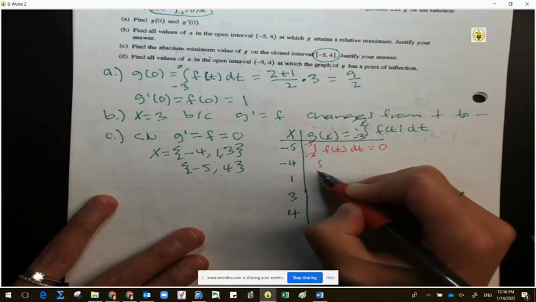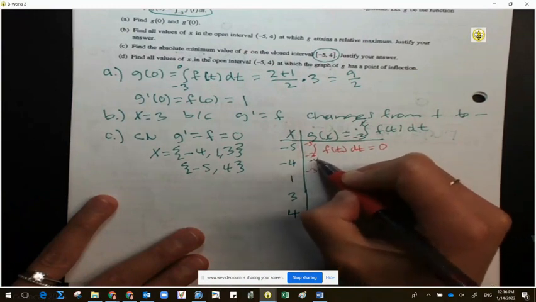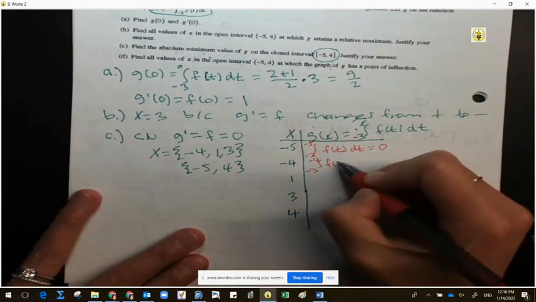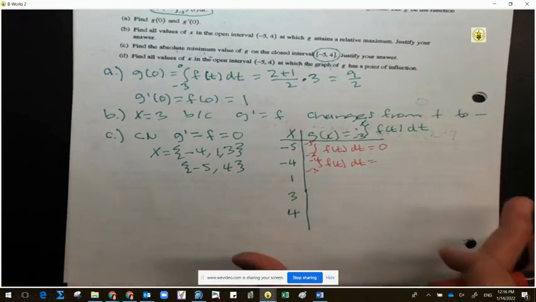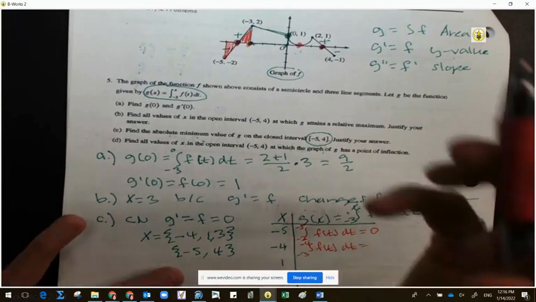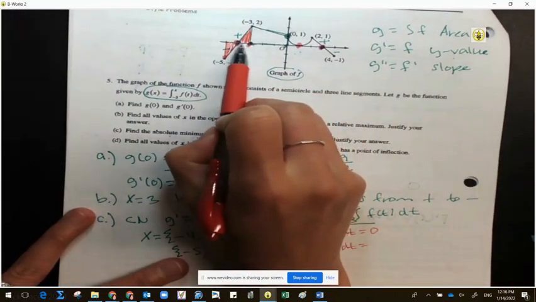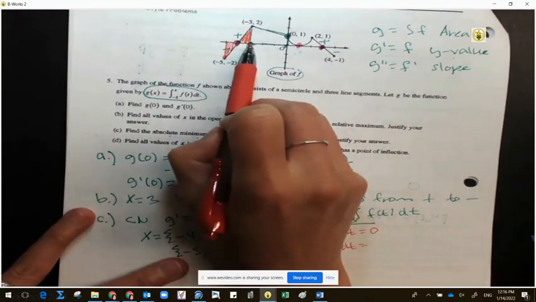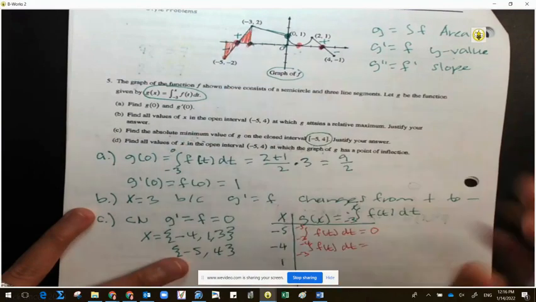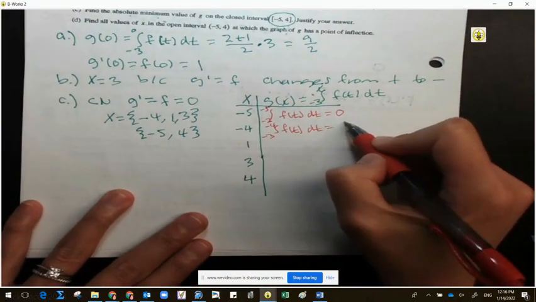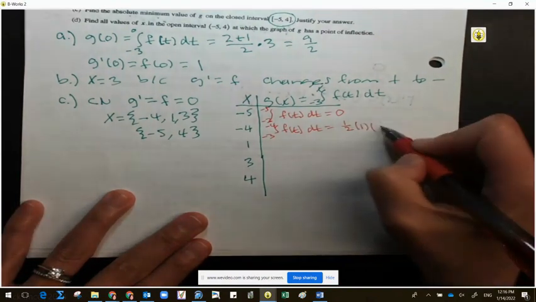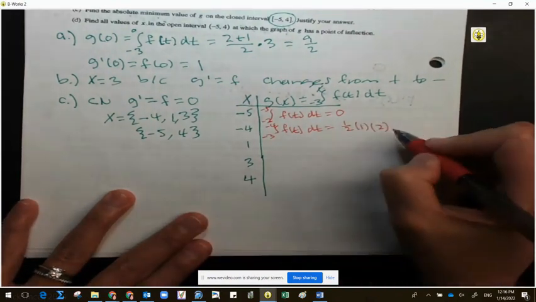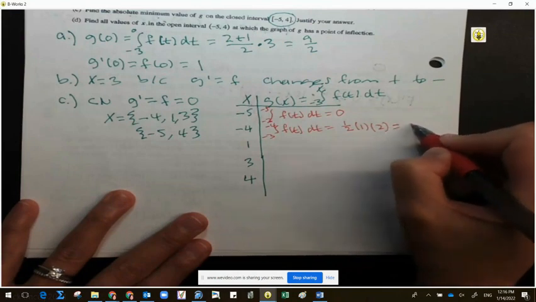Now let's go on to my second piece. The second piece says integrate from -3 to -4 of f of t. And let's see what that is going to give us. So let's find -3 to -4. Here's -3 to -4. Does everyone see that? Isn't that a right triangle? So if you remember in a right triangle, the formula was half times the base, the 1, and the height, the 2. And that is going to give us what number?